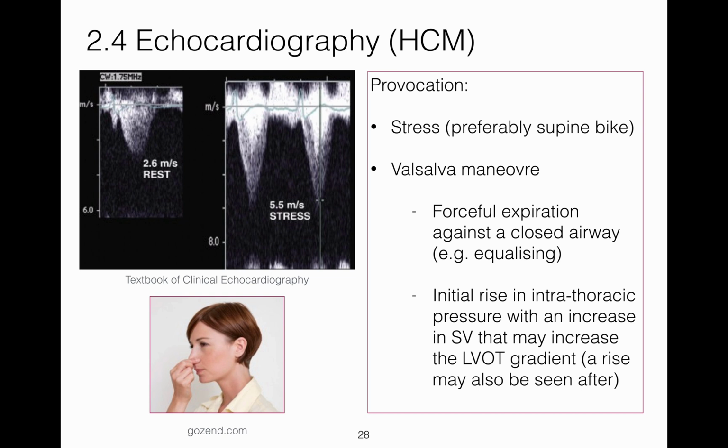With Valsalva, there is an initial rise in intrathoracic pressure and an early increase in stroke volume. This may help to increase and uncover the LVOT obstruction in hypertrophic cardiomyopathy. During the middle of the effort, stroke volume falls as systemic venous return is reduced. However, another rise in the LVOT gradient may be seen immediately after Valsalva, when blood can return to the heart normally again.